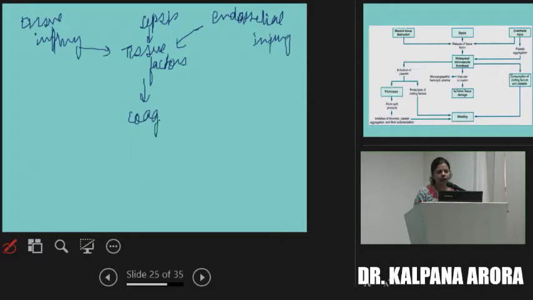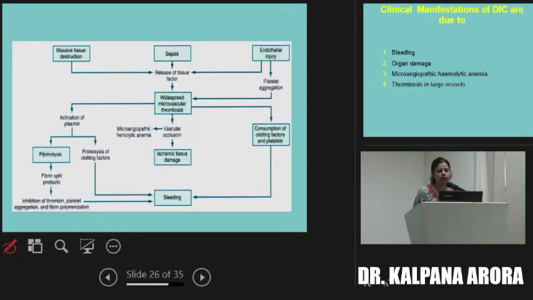Okay? And when this coagulation is activated, there is a thrombosis. And when there is a thrombus, there is activation of plasmin which causes fibrinolysis. And this fibrinolysis leads to the release of the fibrin split products. And you know, these fibrin split products are used for diagnosis of the DIC. You can diagnose the DIC by evaluation of these fibrin split products.